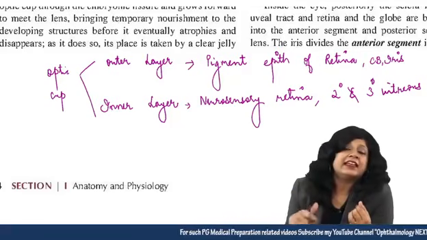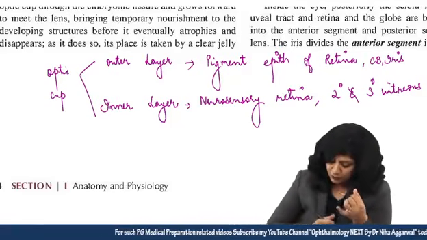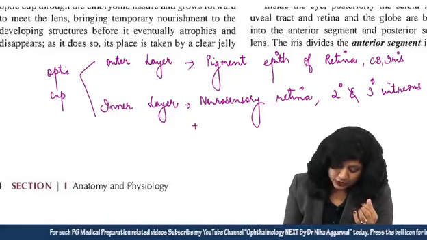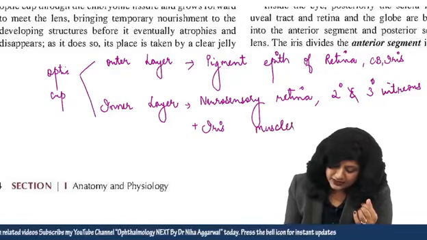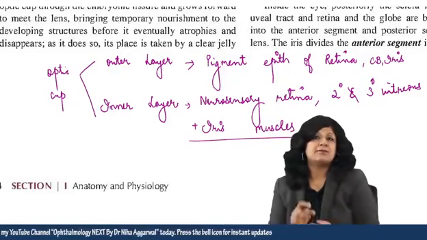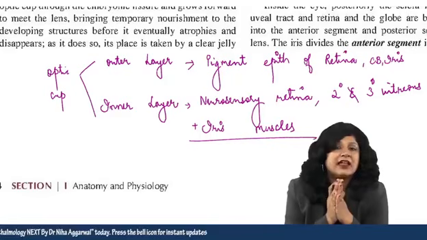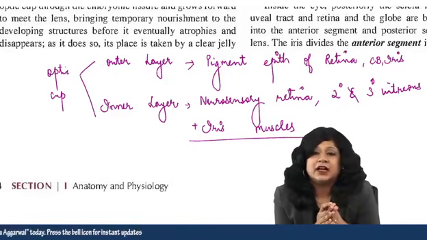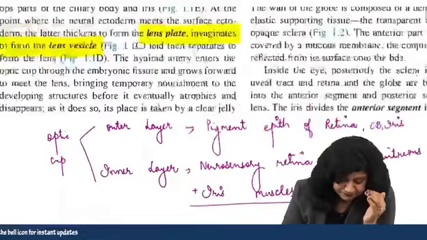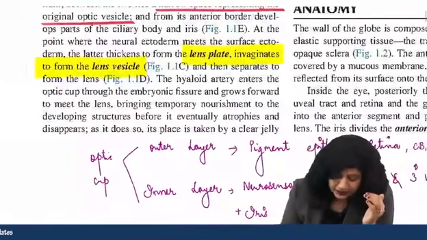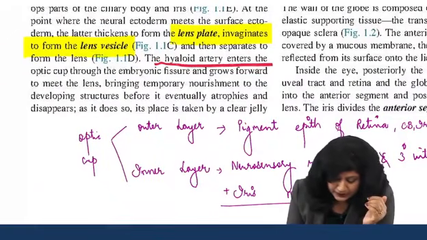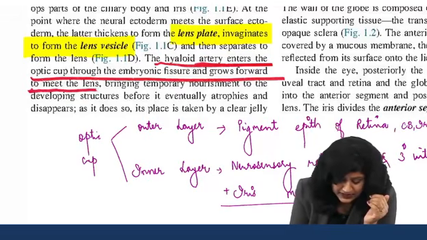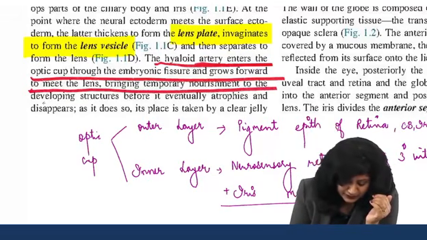And then again in front of it, what else do we have? We also have the iris muscles. Now this is again important because the iris muscles, that is the smooth muscles of the iris, are not coming from the mesoderm. They are actually coming from this neuroectoderm. Okay. Now going back, the hyaloid artery. If you look at the hyaloid artery, it enters the optic cup through the embryonic fissure and grows forward to meet the lens, bringing the nourishment to the developing structures.